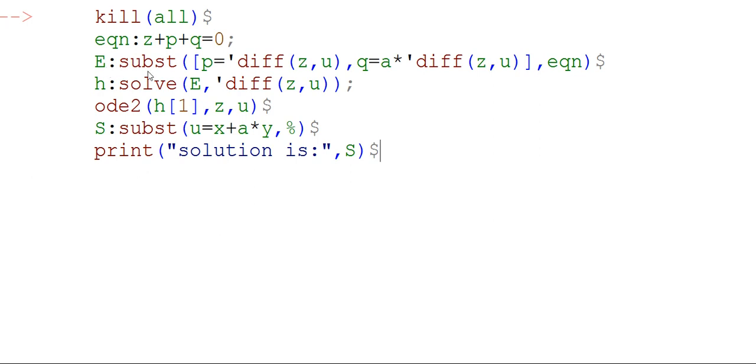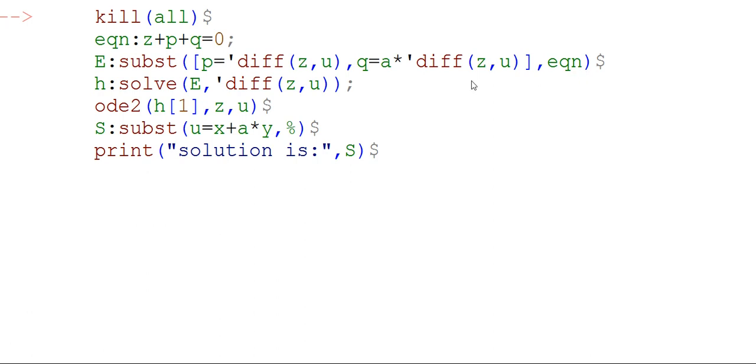So E colon subst of p equals dz/du. I am not doing differentiation here, I am just writing it as dz/du. Whenever I am not doing any operation, I should give a quote here. So quote diff of z comma u. This is the command for differentiation. And one more term that I am substituting here, q is equal to a into quote diff of z comma u, close the square bracket. I am substituting these two in the previous term. I call the previous term as eqn.